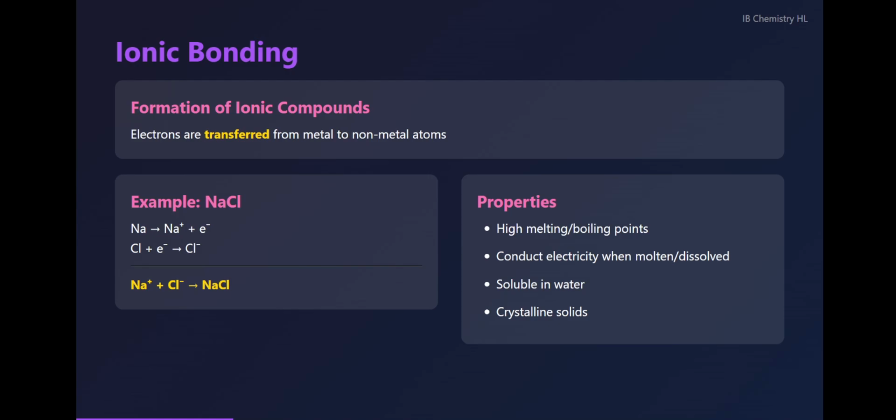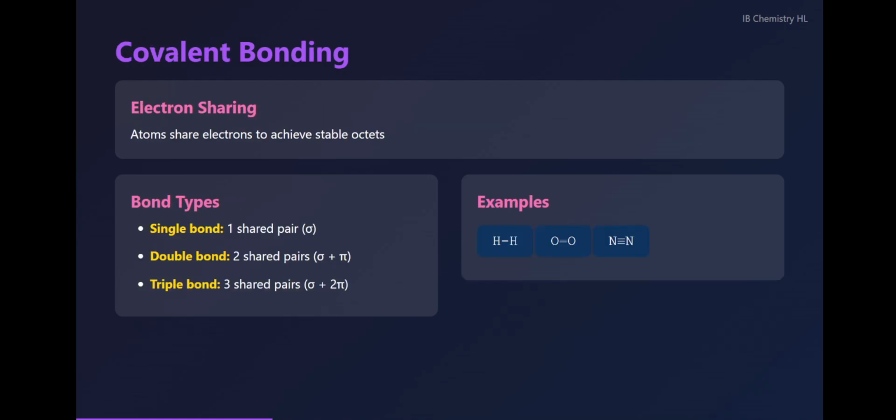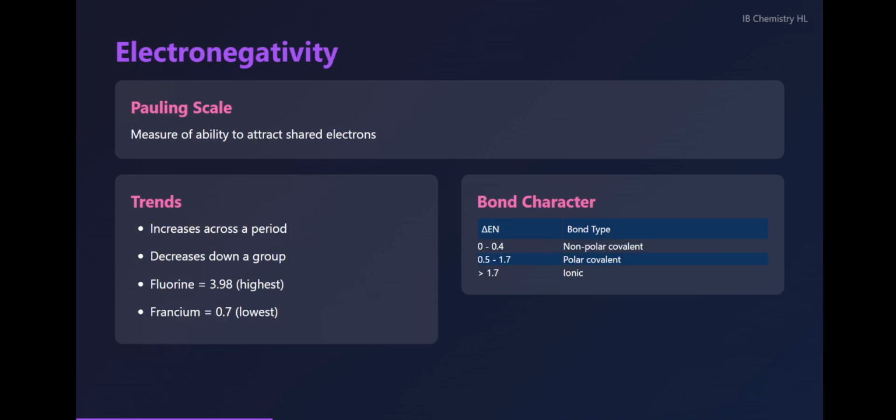The strength of an ionic bond depends on the charge on the ions and the distance between them, as described by Coulomb's law. Covalent bonding occurs when atoms share electrons to achieve a stable octet. A single bond involves one shared pair of electrons, represented by one line. A double bond involves two shared pairs, represented by two lines. A triple bond involves three shared pairs, represented by three lines.